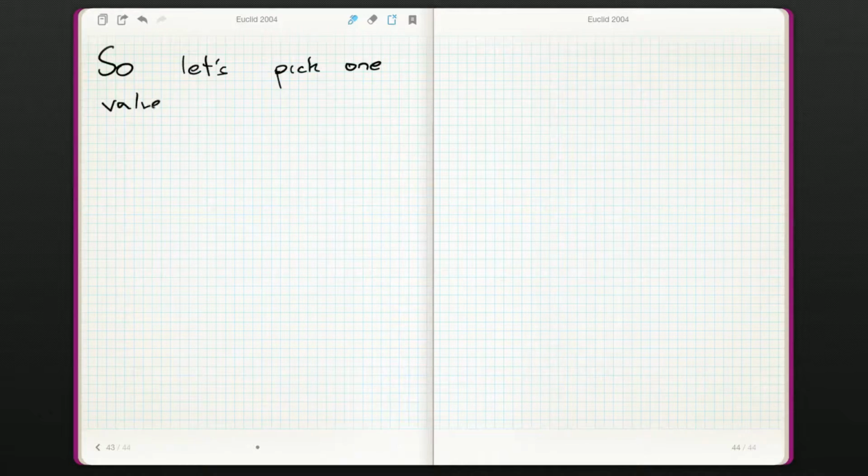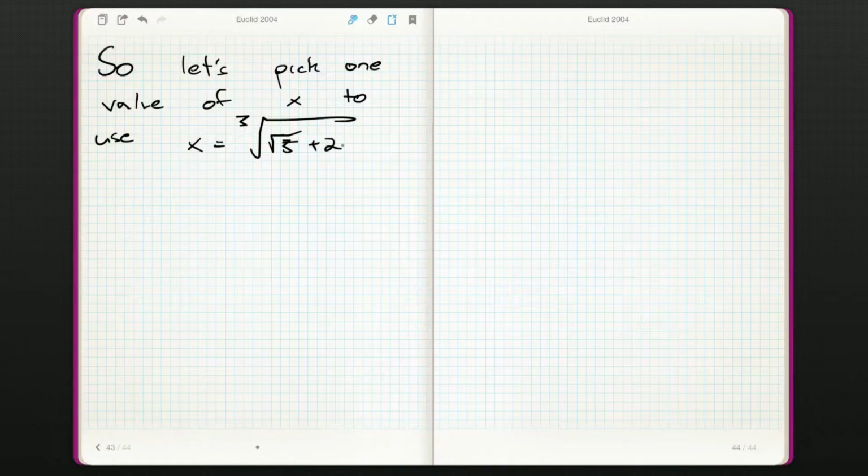So let's pick one value of x to use. Maybe x is the cube root of root 5 plus 2. I don't like this number. I am not happy with this number, because it's a cube root outside an already sort of awkward number. I have to feel there's a better, like a slick way of doing this. I'm going to play around with it for a second.